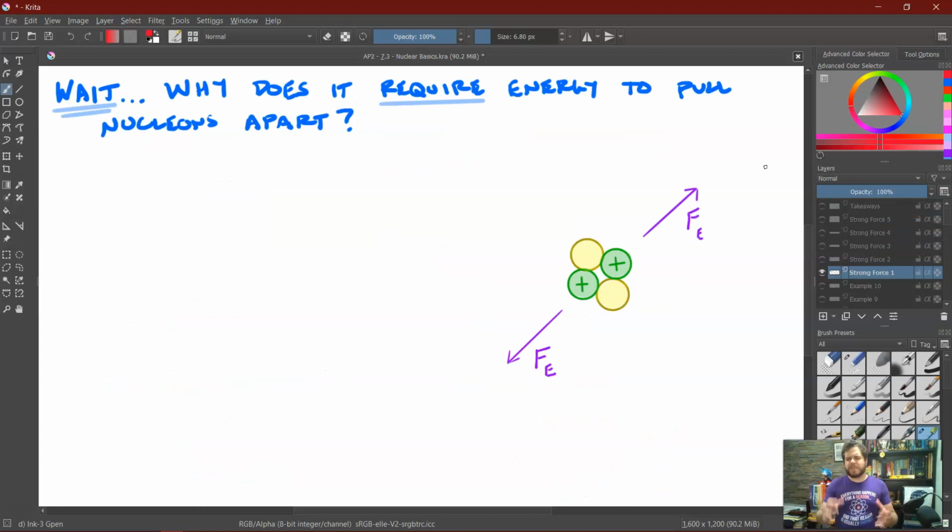The other red flag that might have popped up though was, why is it taking energy to pull the nucleons apart, and why is it releasing energy to push them together?